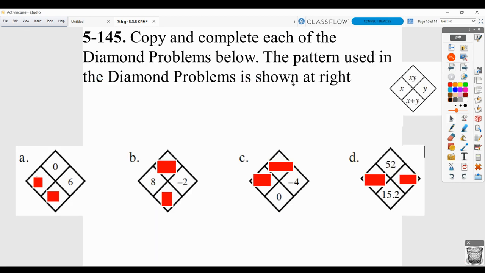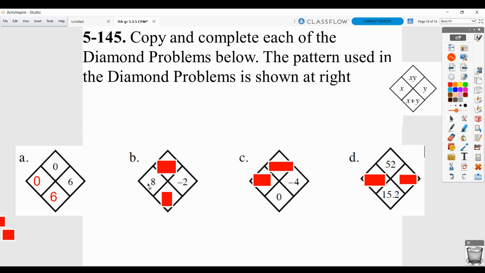Next, you're going to copy and complete your diamond problems. So remember that this is the pattern that we use, meaning the two values on the side get multiplied to give us the top and get added to give us the bottom. So for A, we'd say to ourselves, what do we multiply by 6 to give us a product of 0? And the answer would be 0. And then, of course, 0 plus 6 gives us a sum of 6.